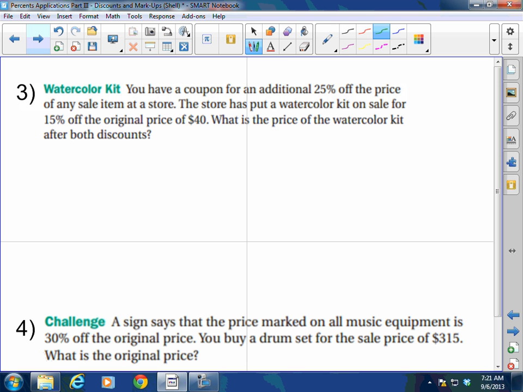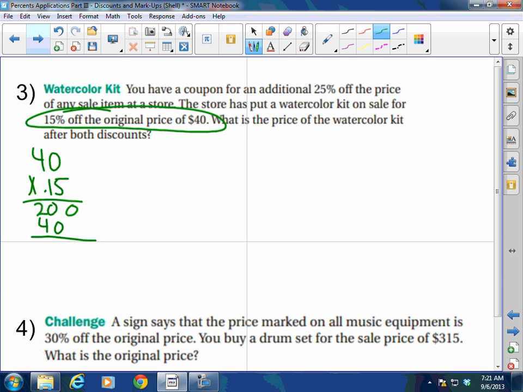Okay, well, let's first find 15% off the $40 because that's the first discount. So I have $40 times 0.15, so that's a $6 discount. Okay, that's a discount. So what is the sale price? That's step 1. Step 2, we've got 40 minus the discount of 6. So I've got a $34 sale price, okay?